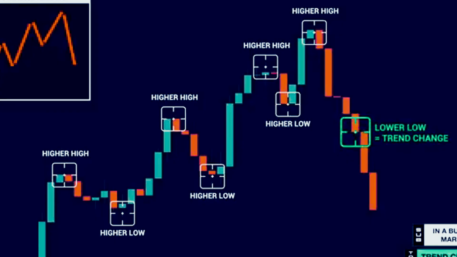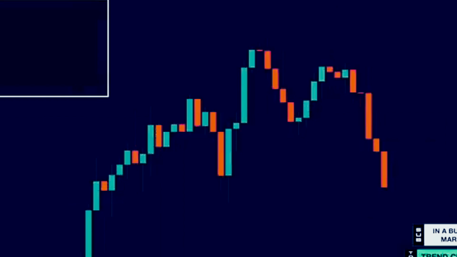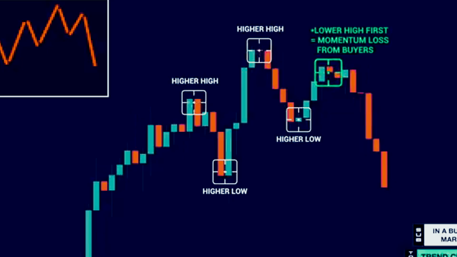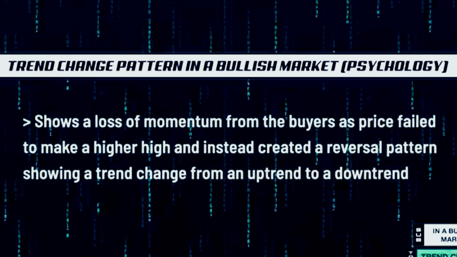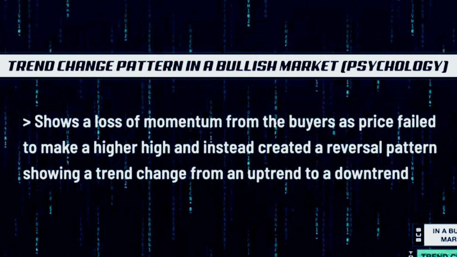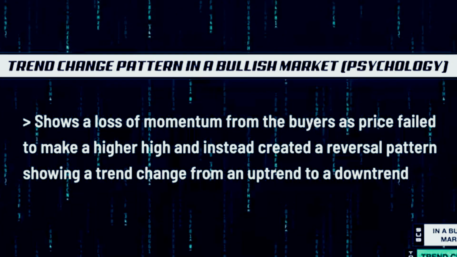Now variation 2. You again have your moving uptrend through higher highs and higher lows, before price makes both a lower high and a lower low, giving you your trend change pattern in a bullish market. So from a price action standpoint, it shows a loss of momentum from the buyers as price failed to make a new higher high and instead created a reversal pattern.